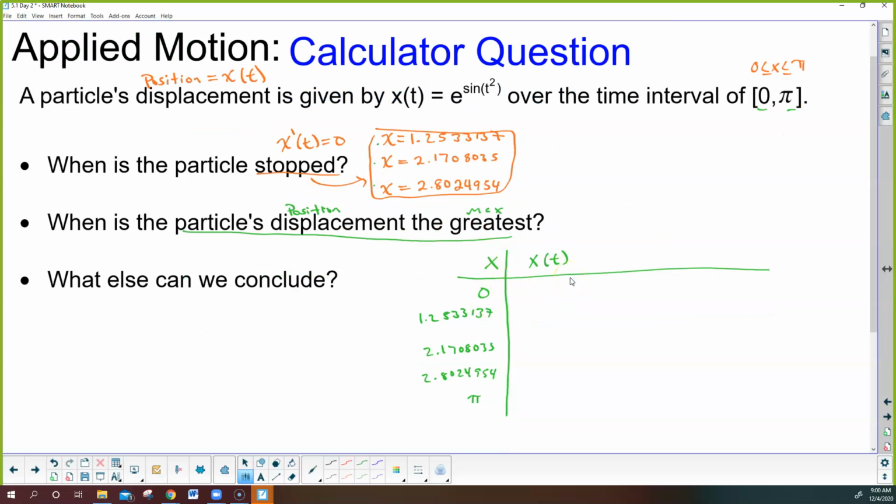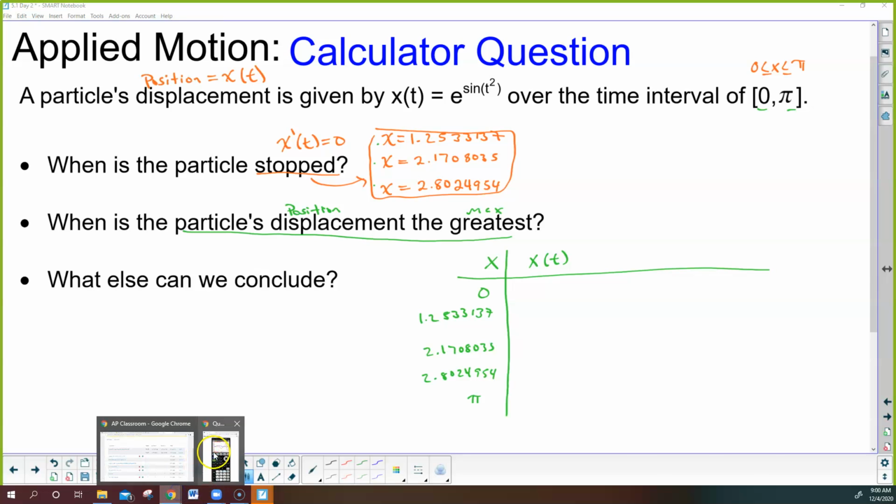Now you might be asking yourself, why aren't we making a sign chart here? Well, we don't need to, for a couple reasons. One, if I just test the outputs, I can tell whichever one has the highest output will be an absolute maximum.